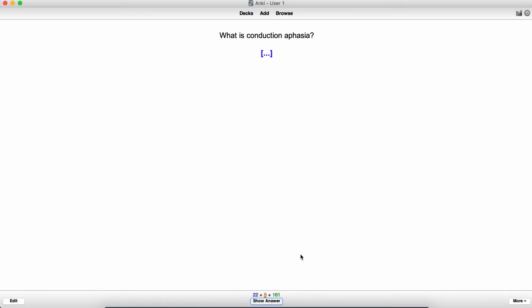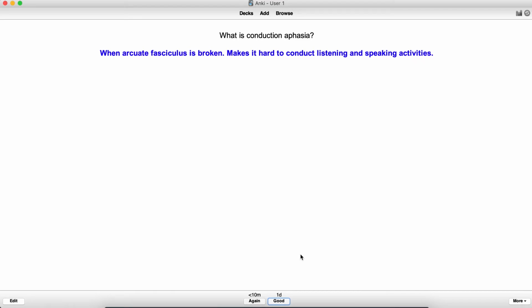What is conduction aphasia? Conduction aphasia just refers to the idea that you're unable to connect between Broca's area and Wernicke's area, which is a problem with the arcuate fasciculus. So your arcuate fasciculus is damaged, so you're unable to do listening and speaking activities simultaneously.